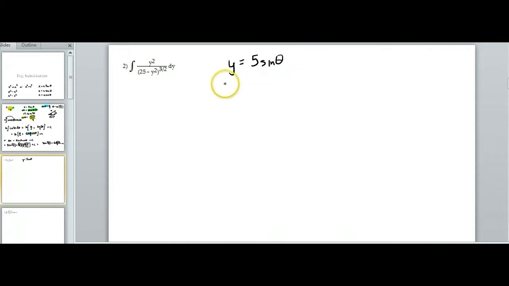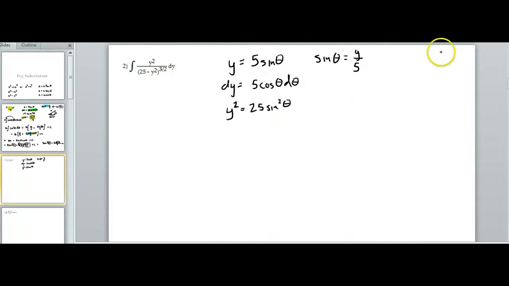Okay, so once again that means dy is equal to 5 cosine theta d theta. That means y squared, if you want to do a direct substitution, equals 25 sine squared. Alright, and it also means that the sine of theta equals y over 5. Okay, so if I make my right triangle here, there's theta. That means this is y, this is 5, opposite over hypotenuse, and that means this adjacent side would then be the square root of 25 minus y squared.